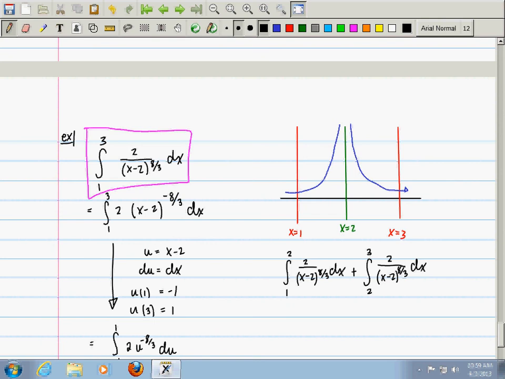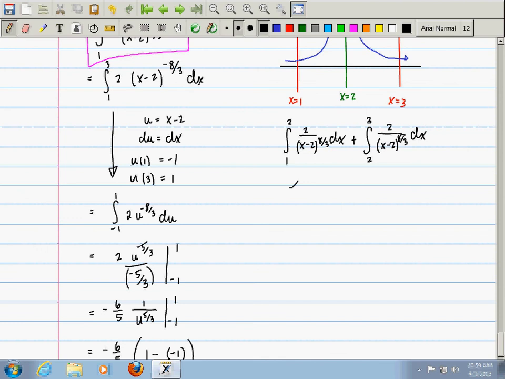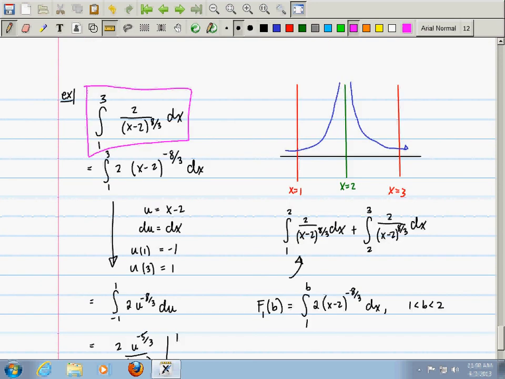Okay, good. So then now, we can do this one, for example, right? Either one of them. So then I'll define f1 of b equal to the integral from 1 to b of 2 over x minus 2 to the negative 8/3 dx, and I'll say that this b that I'm choosing is 1 less than b less than 2. Okay, so specifically what that's saying is I'm making this selection. I'm saying that I'm going to choose a b right here. Okay, then I'm going to compute this area, and then I'm going to let b go to 2 from the left. Okay, and see what happens.